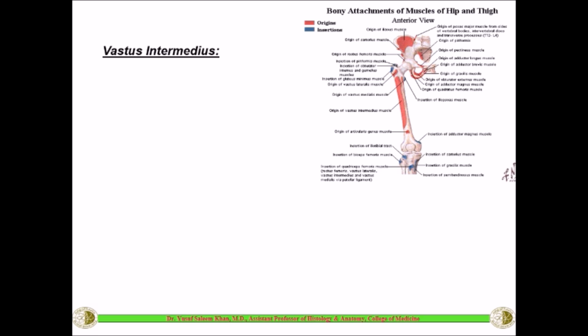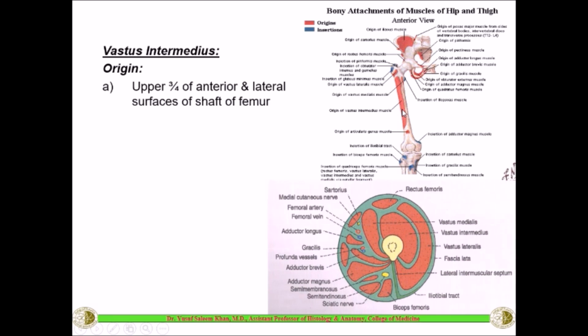Now coming to the vastus intermedius, the last muscle of the quadriceps femoris. The origin of this muscle is from the upper 3/4 of the anterior and lateral surface of the shaft of the femur. If you can see here, vastus lateralis takes origin from this part, only a small part anteriorly, and the vastus medialis again from the medial side, a very small part. But if you see the vastus intermedius, it has a very big origin on the anterior surface as well as the lateral surface.